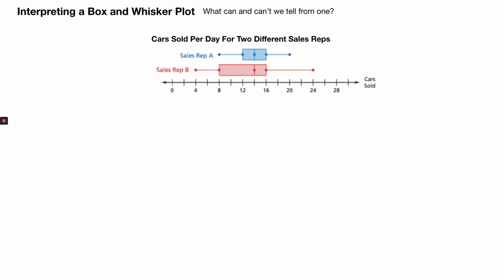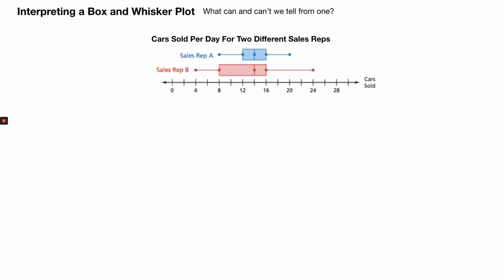So we've got a quick Box and Whiskers plot I just found online. Cars sold per day for 2 different sales reps. You can see that they don't have the little lines going up and down. That's okay. Sometimes you'll see that. You also see that, again, these are horizontal.